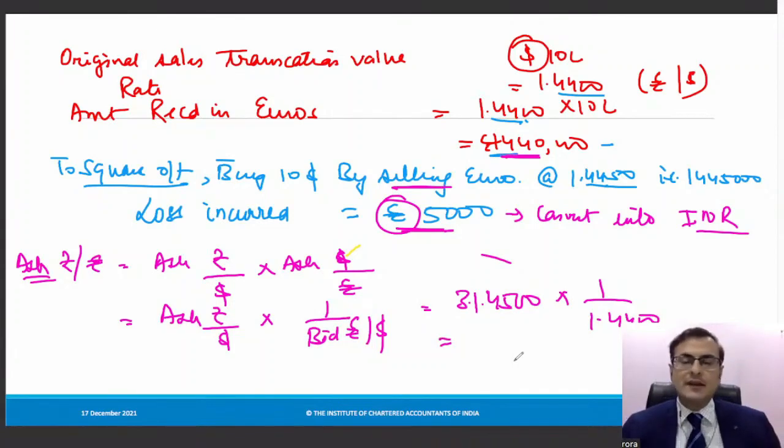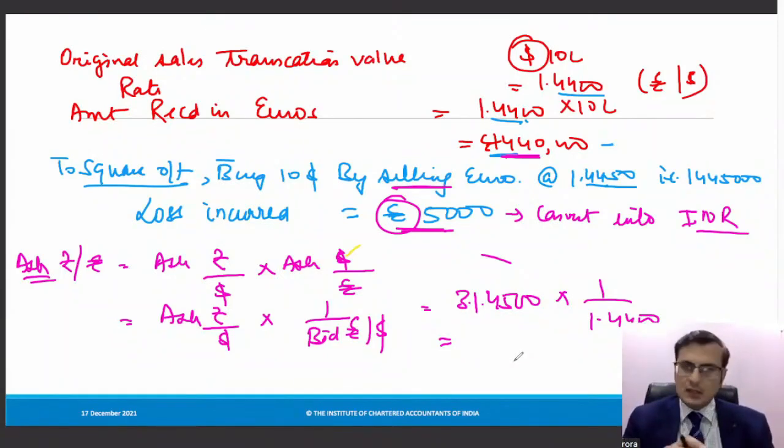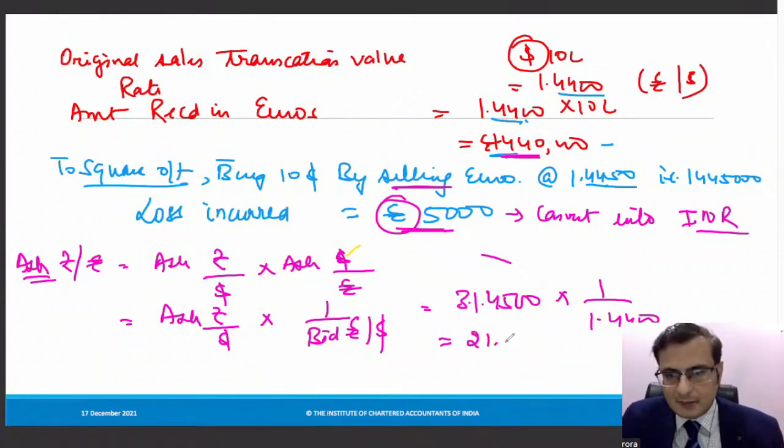Somebody would think, sir, you did nothing about the forward rate. We were not supposed to do anything with it because the transaction is happening instantly. So this comes to 31.45 divided by 1.44. So the loss is 21.8402.